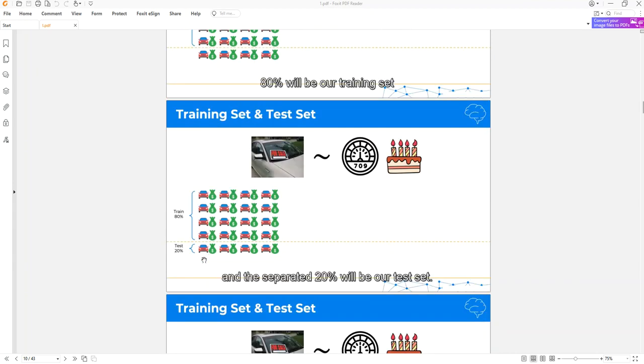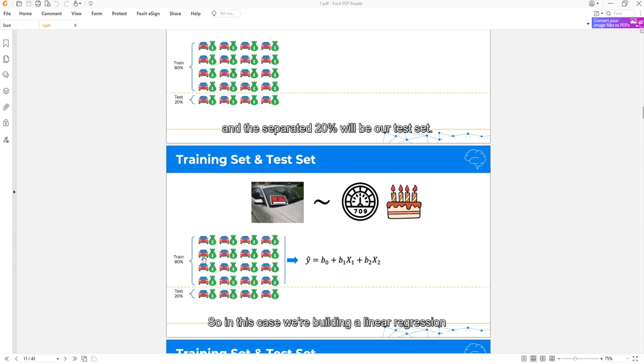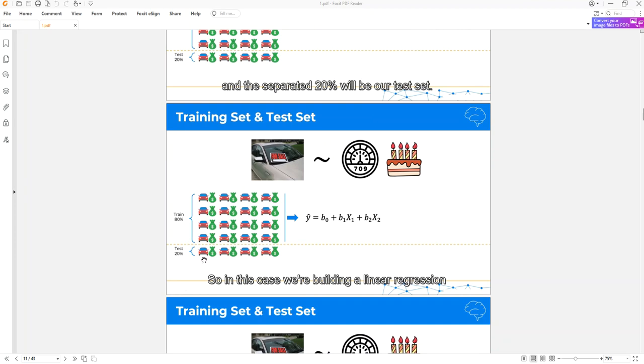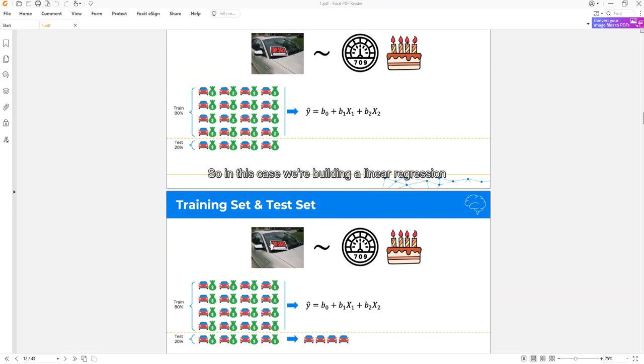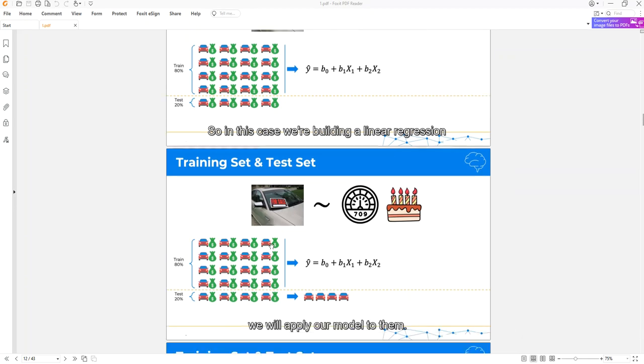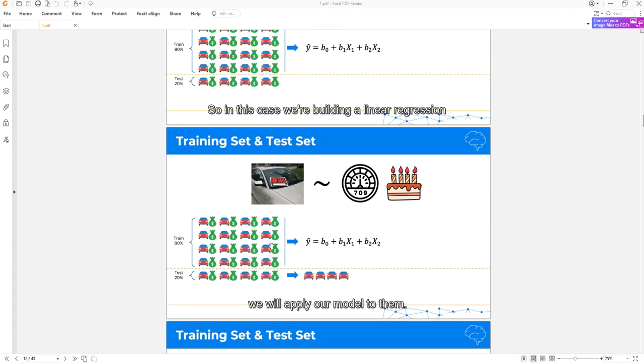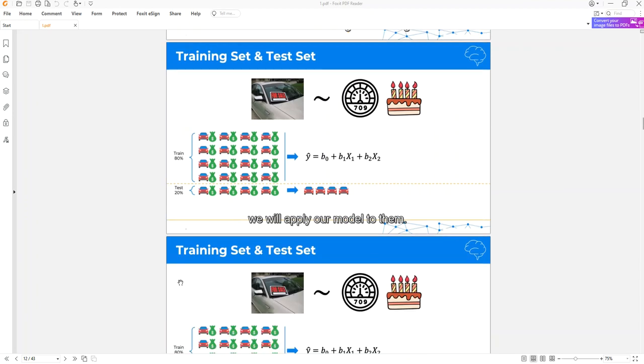As I mentioned, 20% will be for the test set. The model that we are going to be using in this scenario will be the linear regression model, but this is not the only model that we will be learning. We will be learning some other models as well. But let's start with linear regression, which is the most simplistic form of the model. 80% will be training and 20% will be for the test.